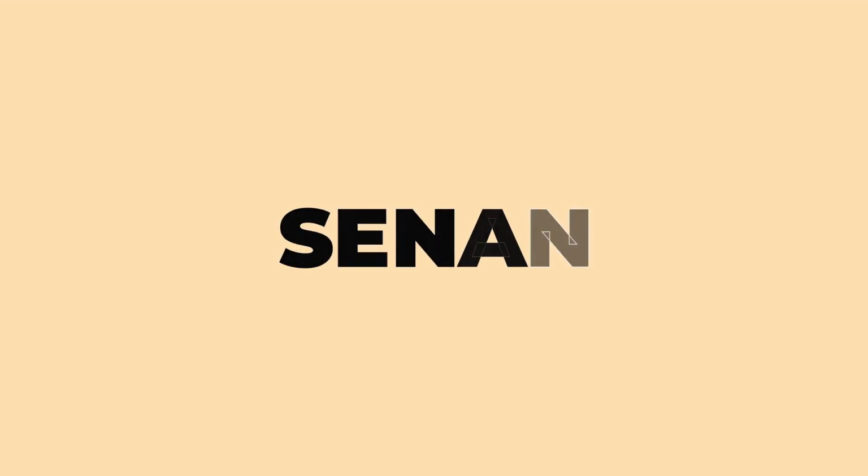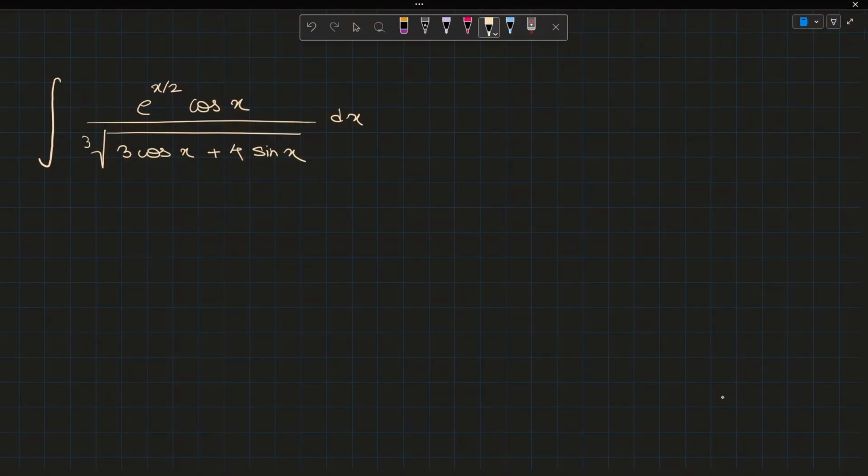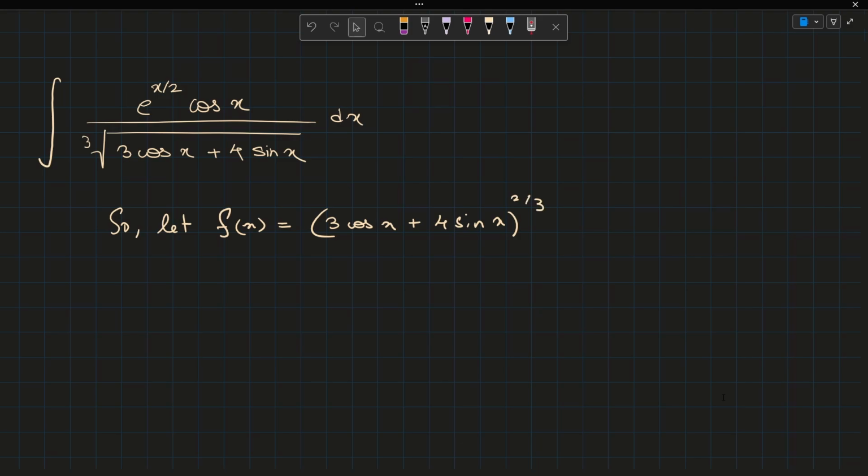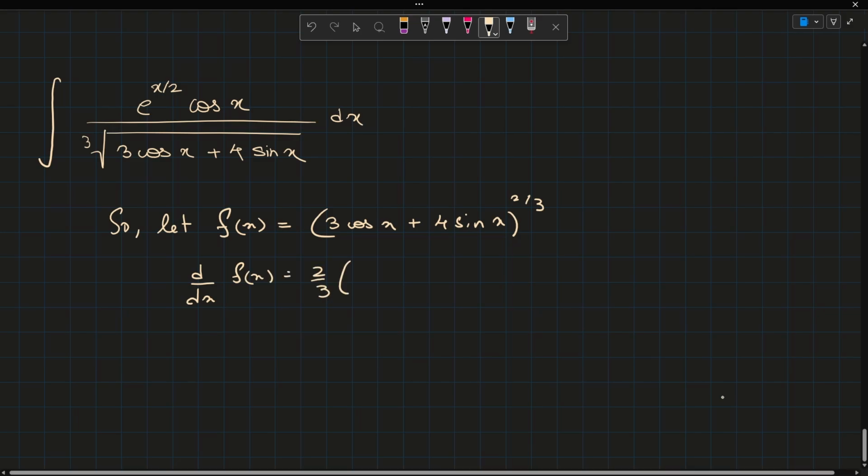In this video, we are going to solve this particular integral. So, let f of x be given as (3 cos of x plus 4 sin of x) to the power 2 over 3. So, d by dx of f of x is what? 2 over 3 times (3 cos x plus 4 sin of x) to the power minus 1 over 3.